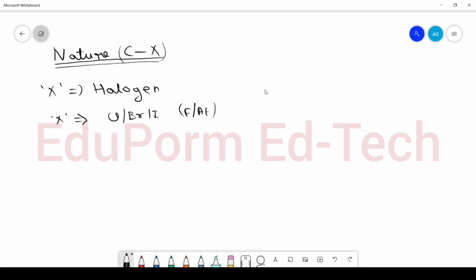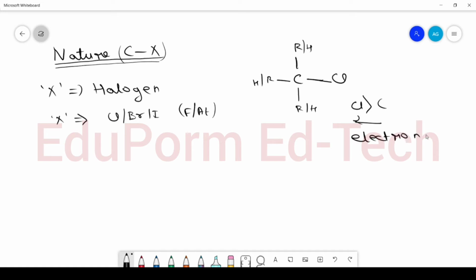Okay, so for example, we have chlorine associated to a carbon atom, and this carbon atom is associated to a carbon chain or a hydrogen. So in this case, as we know, chlorine is more electronegative than carbon. Not just chlorine, we can also write that halogens are more electronegative than carbon.